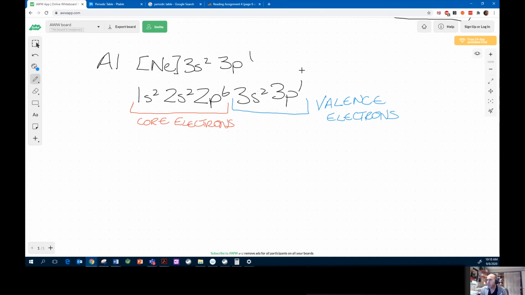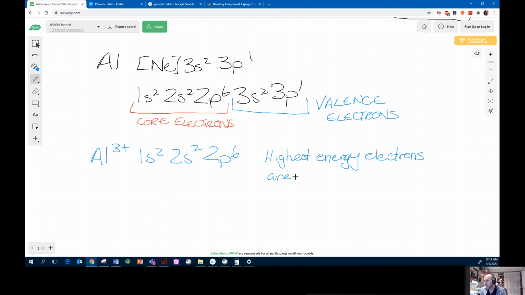Aluminum has 3 valence electrons, and the common ion of aluminum is Al3+. And guess what? It's these 3 electrons that come out. So aluminum 3+ has the electron configuration 1s2 2s2 2p6. So basically that's it. It's just the highest energy electrons that are removed.